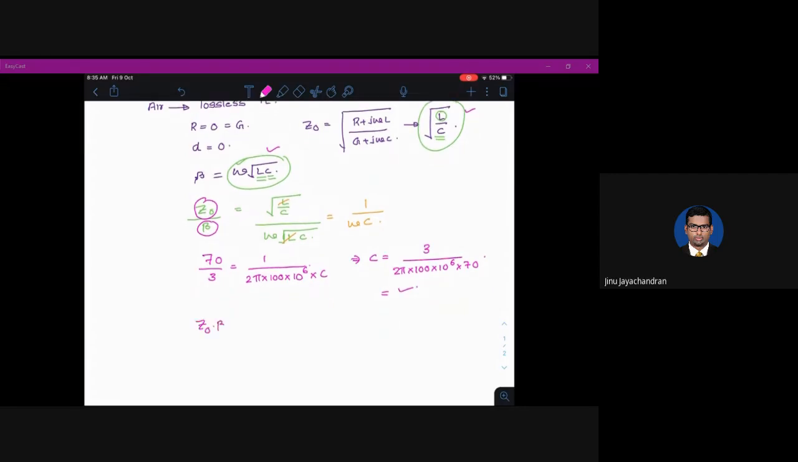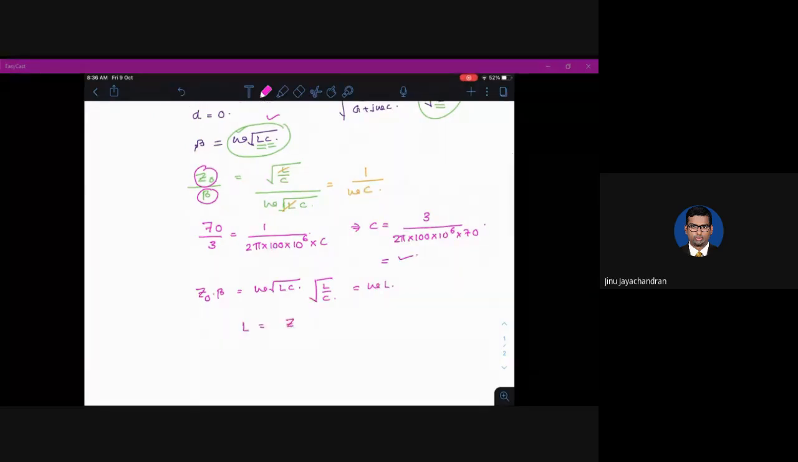So if you do Z0 into beta, that will be omega into root over LC into root over L by C. The C's will get cancelled. This is omega into L. So the L value is equal to Z0 into beta by omega. You know Z0, you know beta, you know omega. Substitute the value, you get the value. And make sure that the values are given with proper units. So C is farad per meter and L is Henry per meter.